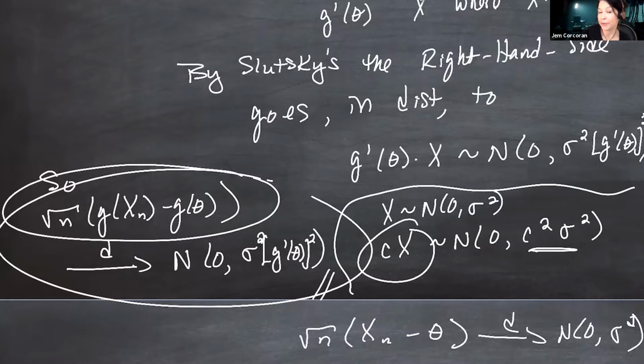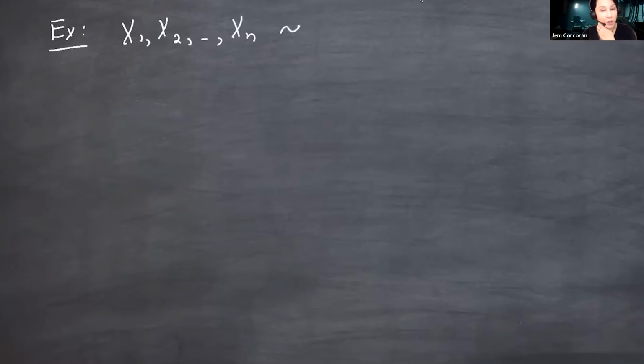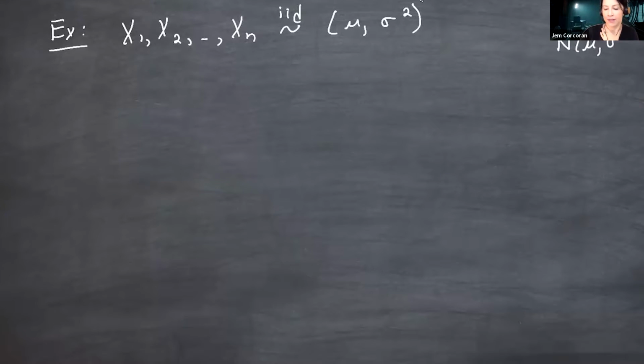Okay, let's do an example. Suppose we have X1, X2 out through Xn. Well, n is going to increase, so an infinite sequence, but they're going to be IID from some distribution with mean mu and variance sigma squared, and this is not a normal. I say that every time because this is so close to looking like this notation, but there's no n, so not normal.